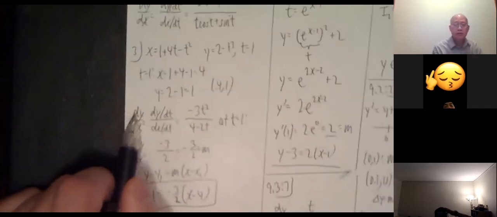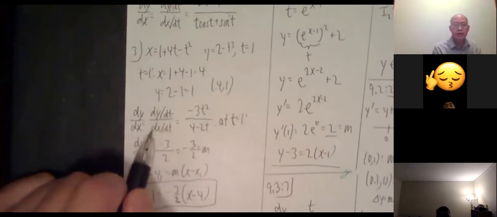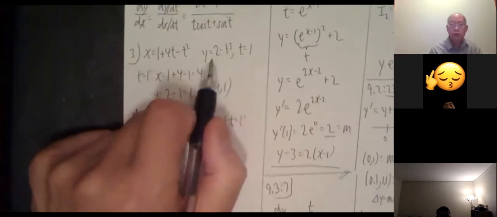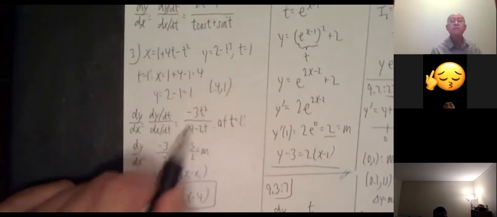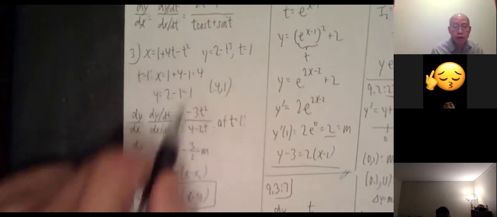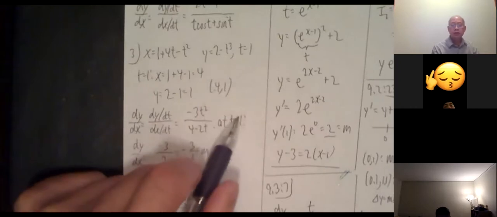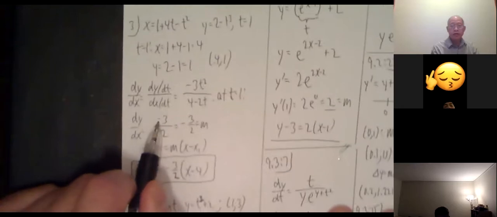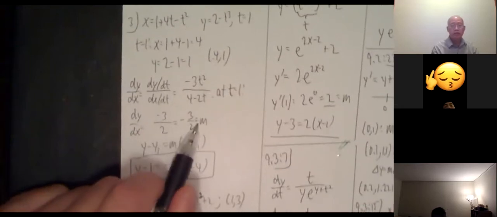Now I find the derivative, dy/dx. So by this formula, it's dy/dt divided by dx/dt. So dy/dt is negative 3t squared. dx/dt is 4 minus 2t. Plug in t equals 1. Put a 1 there and a 1 there. So negative 3 over 4 minus 2, which is 2. So negative 3 halves, that's my slope.